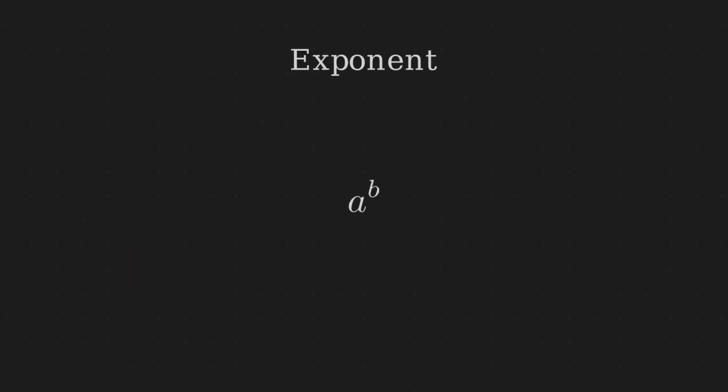An exponent is a small number written to the upper right of a base. If you see 3 squared, the 3 is the base and the 2 is the exponent. This means we multiply 3 by itself 2 times, which gives us 3 times 3 equals 9. If it were cubed, you would multiply 3 by itself 3 times, giving us 3 times 3 times 3 equals 27. The exponent tells us exactly how many times to multiply the base by itself.